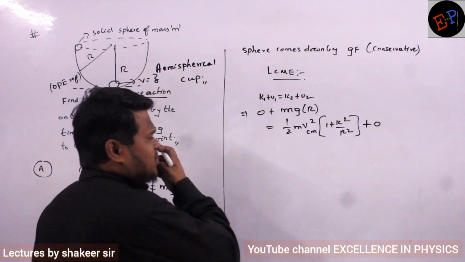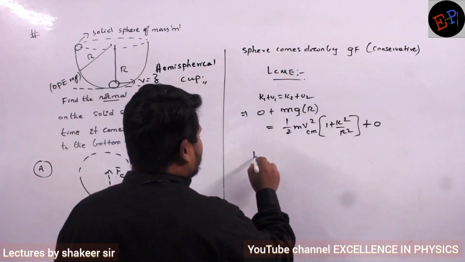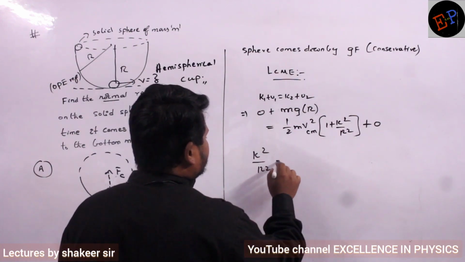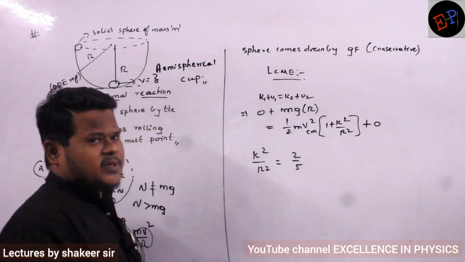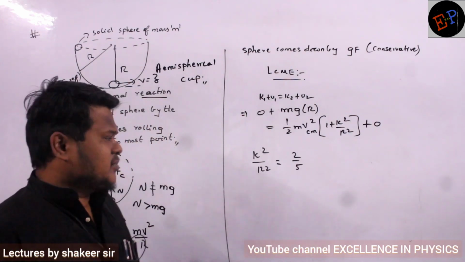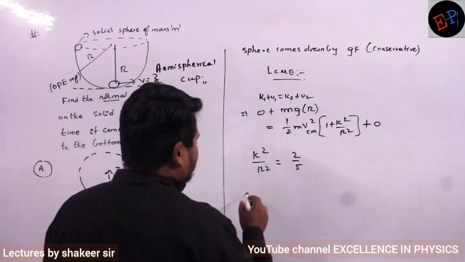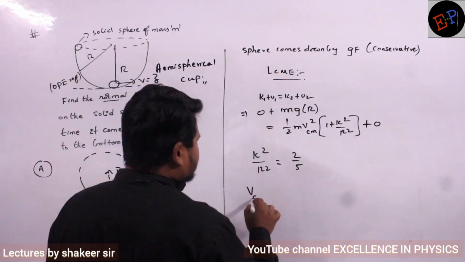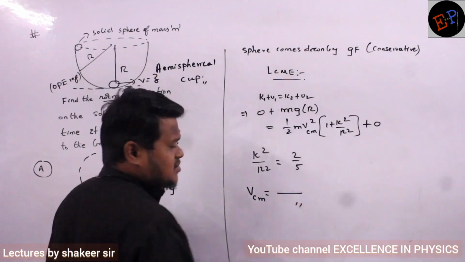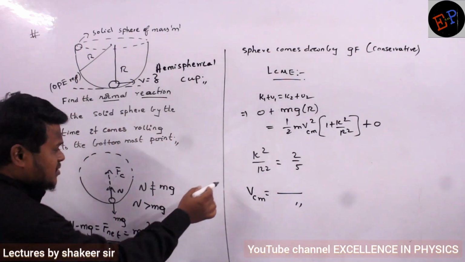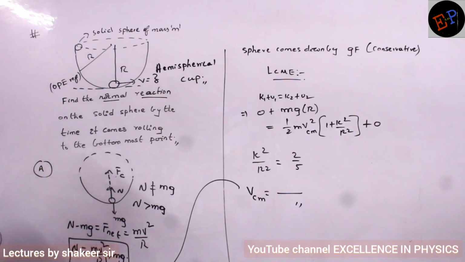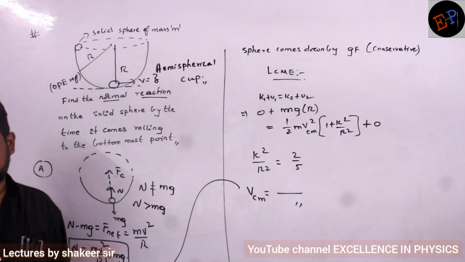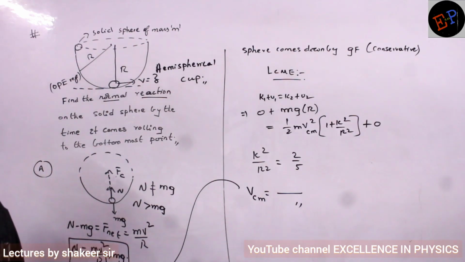That's all. So now what is k square by r square value for a solid sphere? 2 by 5. This is the k square by r square value for a solid sphere. Are you able to understand? Now substitute all those values, then you will get velocity of center of mass. So take that velocity of center of mass and substitute here. Then I will get the required normal reaction. That's all. That is my answer.